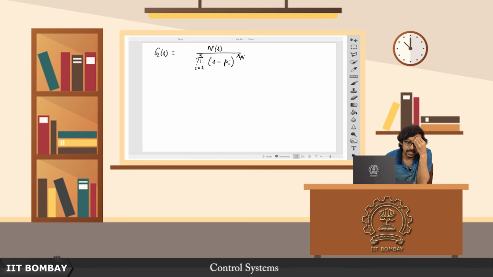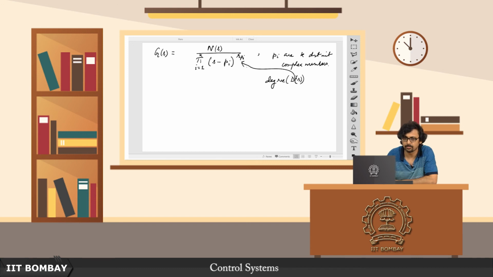There are basically k distinct poles, where of course we will say that the p_i are k distinct complex numbers. There is a reason why we have only factorized the denominator and not the numerator in this case. And from this it follows that the degree of D(s) is of course nothing but the degree of this particular polynomial.